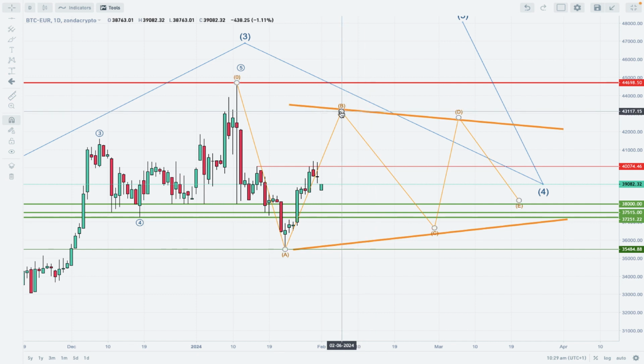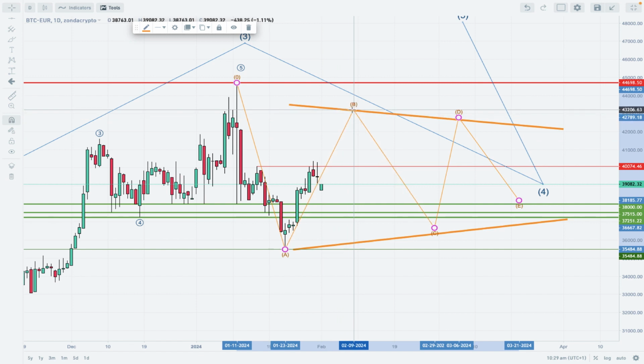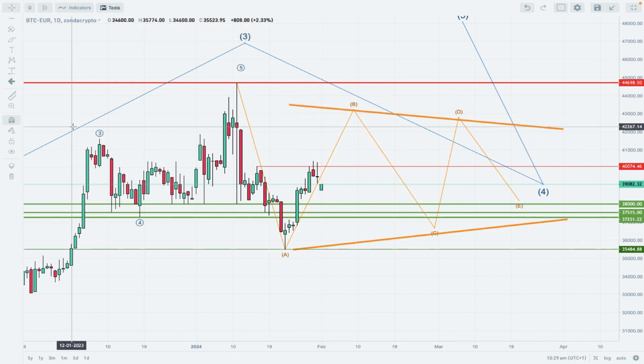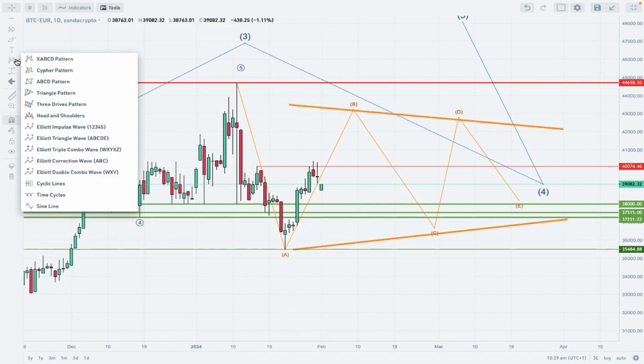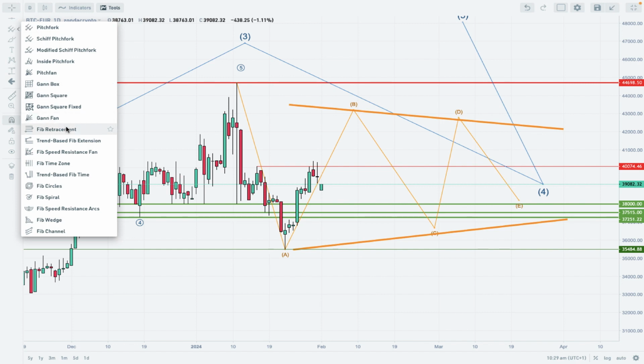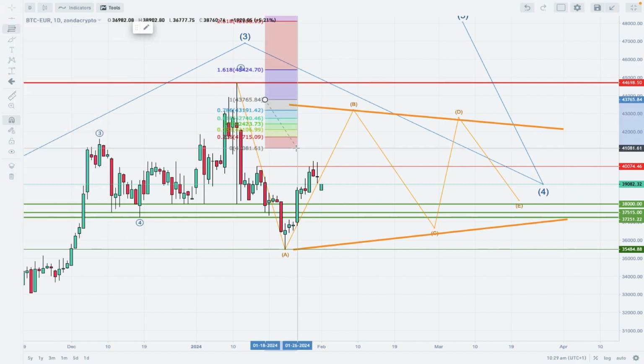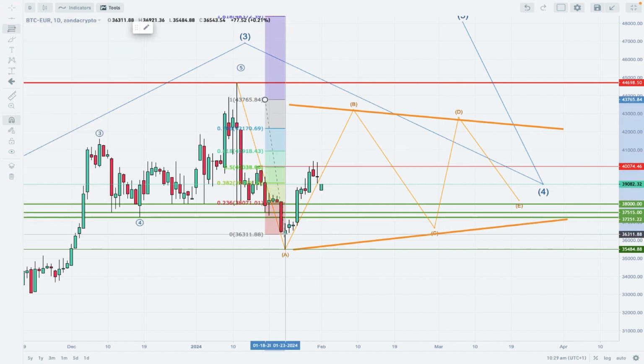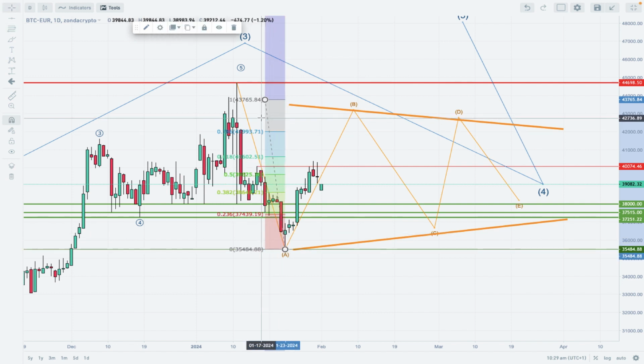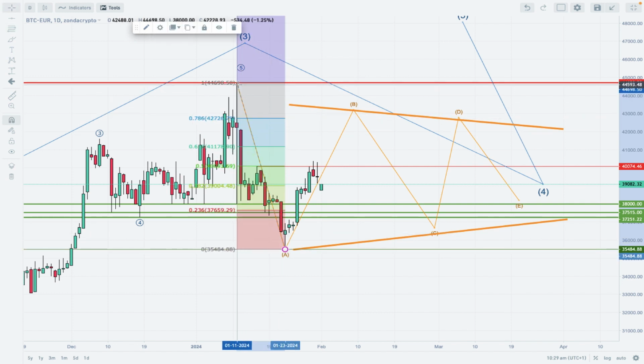I don't know how high the wave B will be. I've got no idea. For now, all we know is that the market has retraced. Let's take a look. How much did we retrace? From the lows of the wave A to the highs of the wave 3. Yeah, so we retraced 50%. There you go. There's a 50% here.